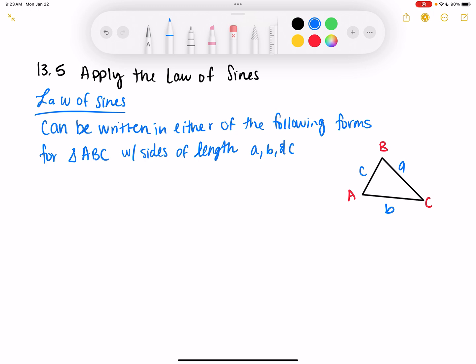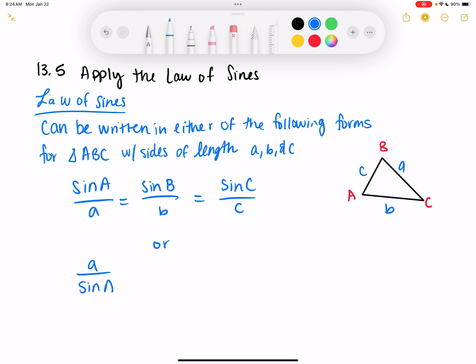But so the law of sines says the sine of A over A is equal to the sine of B over B is equal to the sine of C over C. Or we can flip them all and have A over the sine of A is equal to B over the sine of B is equal to C over the sine of C.